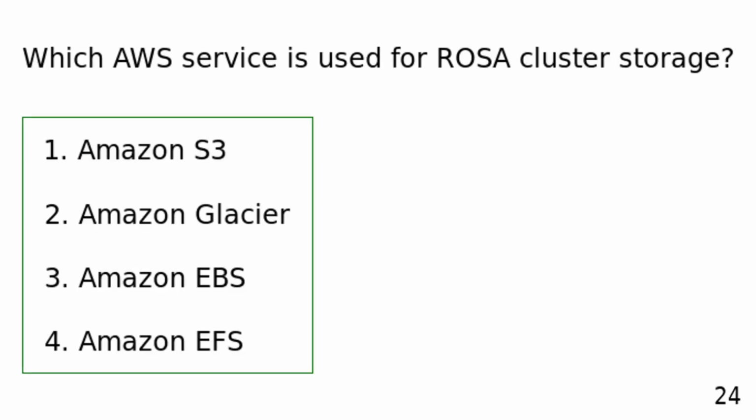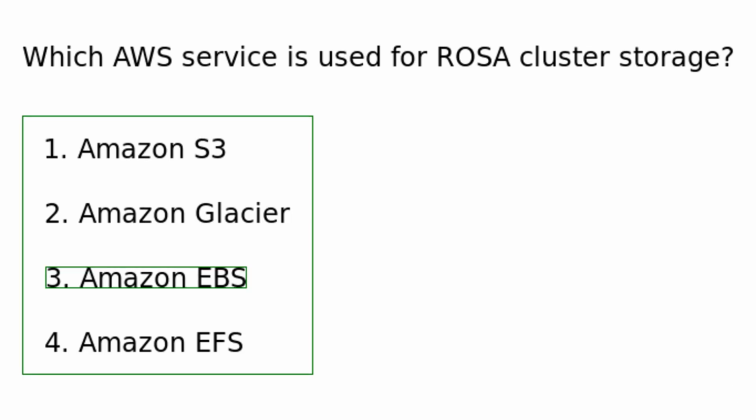Which AWS service is used for ROSA cluster storage? Amazon S3. Amazon Glacier. Amazon EBS. Amazon EFS. ROSA uses Amazon Elastic Block Store for cluster storage, providing high-performance, durable block-level storage.